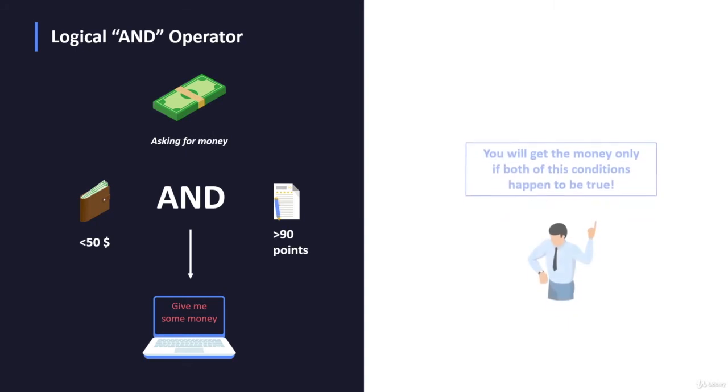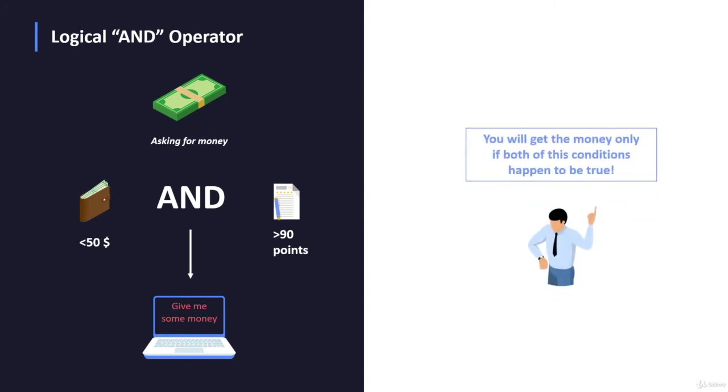So this message will be printed only if both of these conditions happen to be true. So if 1, we have less than $50 in our wallet, and 2, if we've got a grade higher than 90 on our last exam, only then we would print this message asking for some money in reward. So I hope the example is clear to you guys and you understand the logic behind using an AND logical operator.